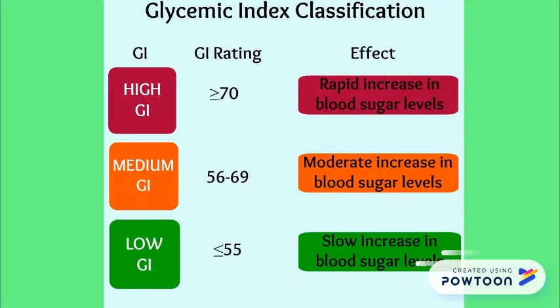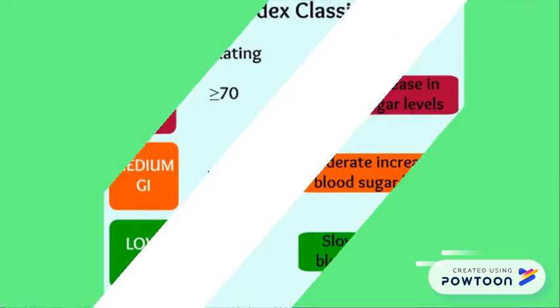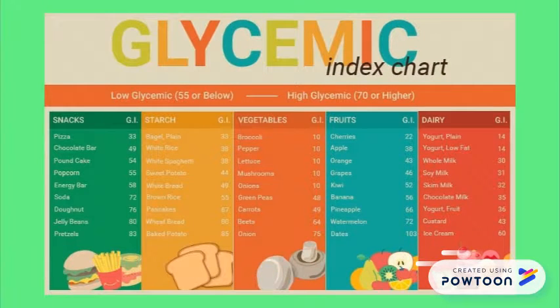This image shows the glycemic index rating and where each rate belongs. For example, it can be low, medium, or high glycemic index. This chart shows the glycemic index of some foods. For example, broccoli has a glycemic index of 10, which means it's a food of low glycemic index. But baked potato has a glycemic index of 85. This is a high glycemic index product.